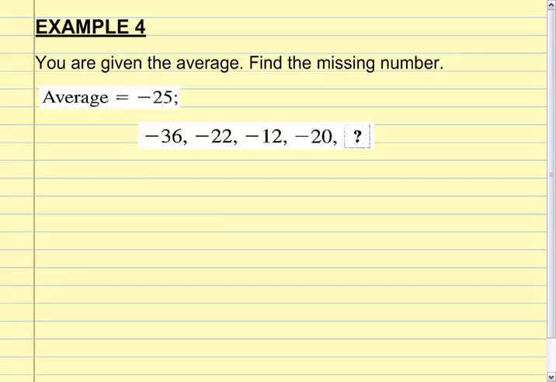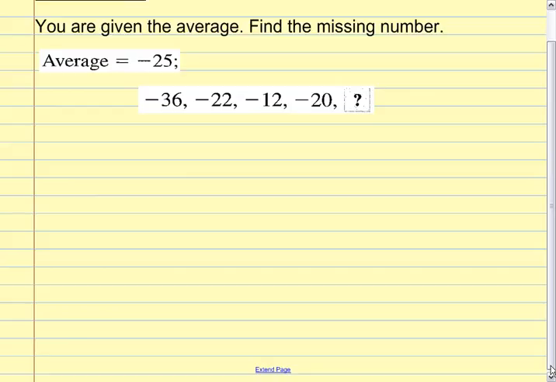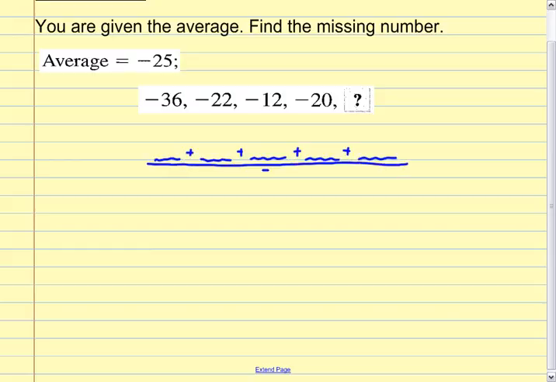Example 4 says, you are given the average. Find the missing number. Now, Aiden, how do I find an average? Add them up and divide by the number of how many there are. Well, let me ask you this. How many are there? 5. Okay. So I'm going to do this, Aiden. One number, 2, 3, 4, 5. Is that all right? And then I'm going to divide all of this by 5, and that equals the average. Do you agree? But what is the average? Negative 25, isn't it?